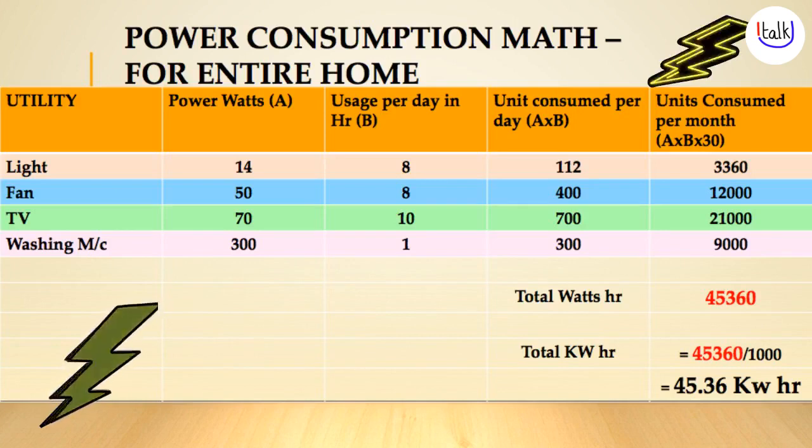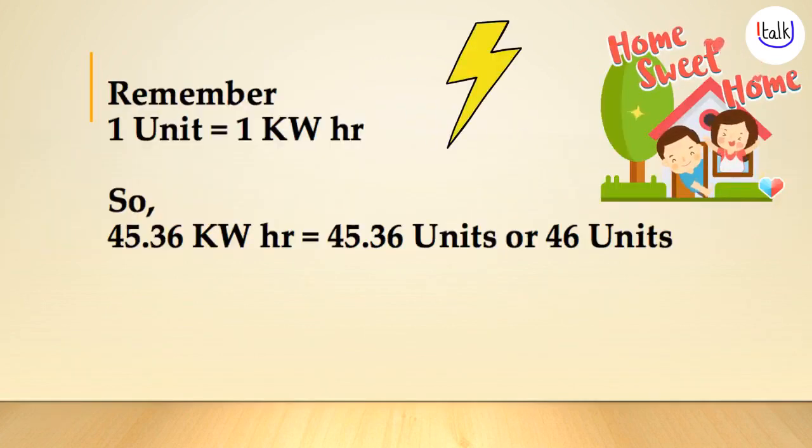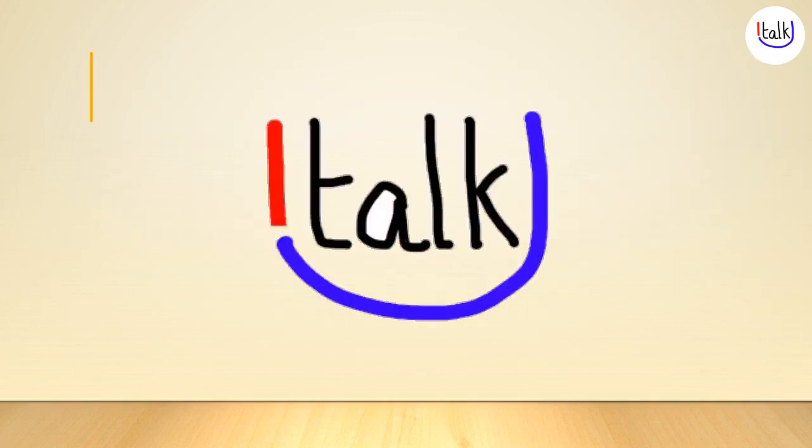Now let's convert 45,360 watt hour to kilowatt hour. It will be 45.36 kilowatt hour. Now is the time to remember what is a unit. 1 unit is equal 1 kilowatt hour. So 45.36 kilowatt hour is equal to 45.36 units or 46 units. This is how you calculate the electricity consumption of the utilities.